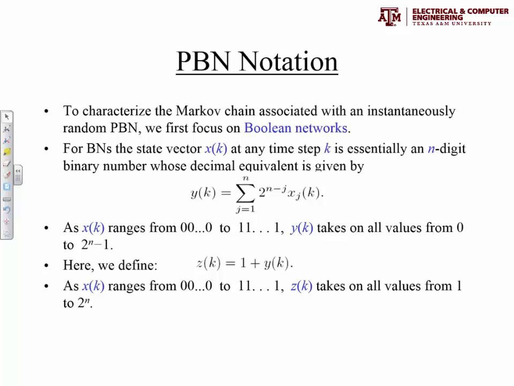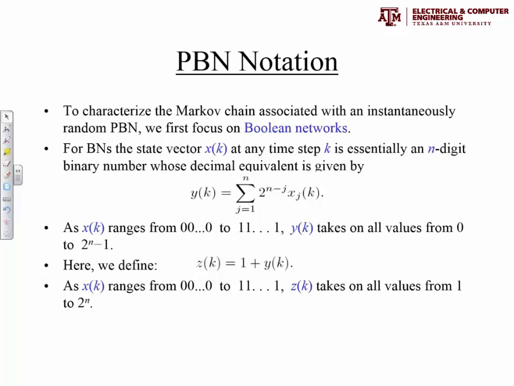To characterize the Markov chain that is associated with it, we'll first look at the instantaneously random PBN because that's easy. This is the kind of PBN where the network can potentially change at every time point. At every time point, you're picking a particular network with a certain probability. It goes one time step, then you change the network. So how do you go from these to Markov chains? Let's first start with Boolean networks, because in the case of a Boolean network, you don't have to do any network switching. It's a fixed network.